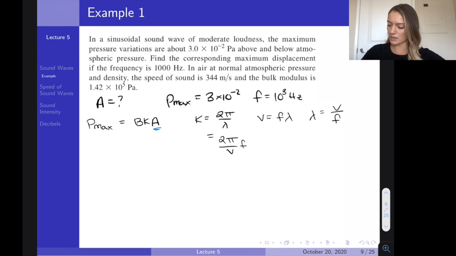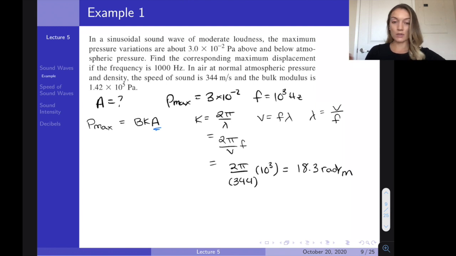So I can just plug in some of those numbers and I get 2 pi divided by the velocity, which is 344, and then the frequency was 10 to the 3. Just plug those into your calculator and this comes out to 18.3 radians per meter. And now we can just plug all that into this equation and solve for A.